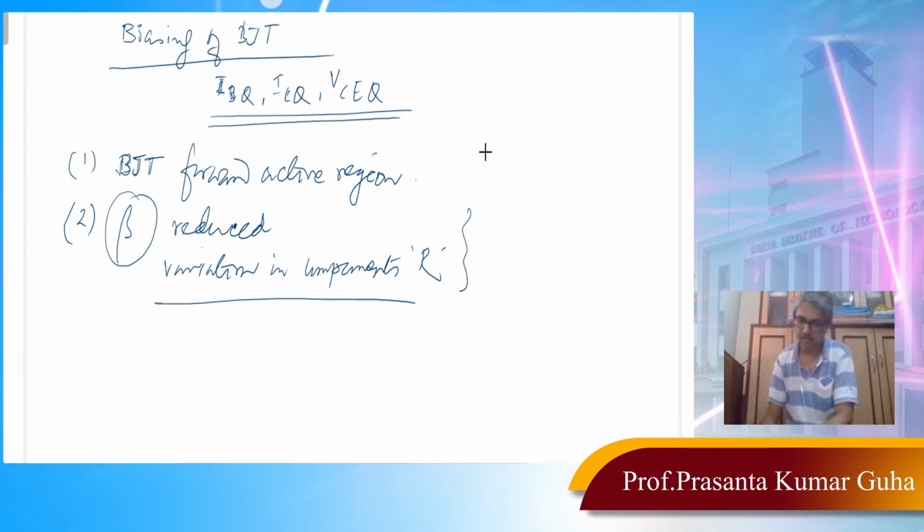But biasing is very important, so that we can keep the BJT in the forward active region, and also these effects of beta can be reduced, and effects of variation in resistors, which we will use to bias the BJT circuit, can be reduced. Okay, so that's the purpose of biasing. Let's discuss some of the biasing techniques in this class now. One of the techniques we would like to discuss is known as single resistor biasing.